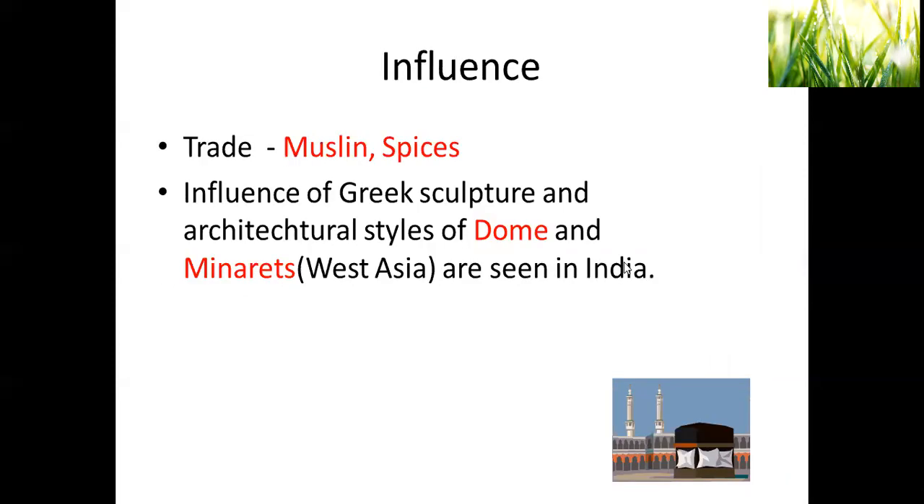What did we learn from the travelers? For example, the trade of muslin and spices flourished very well. People liked to have our spices, and muslin cloth was very famous at that time. The influence of Greek sculptures and architectural styles of dome and minarets. These are minarets, for example. You should understand what a minaret is. All our masjids or mosques have the dome and the minarets. These were carried from West Asia into India.